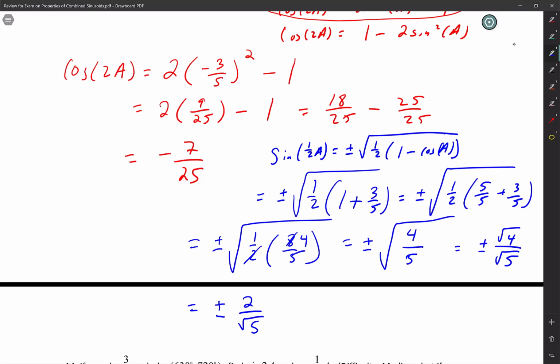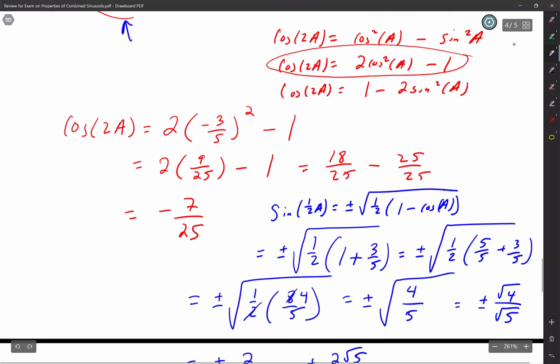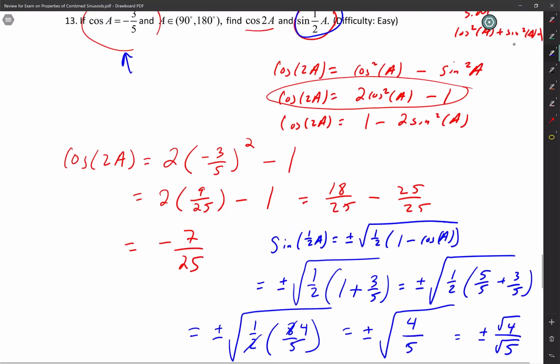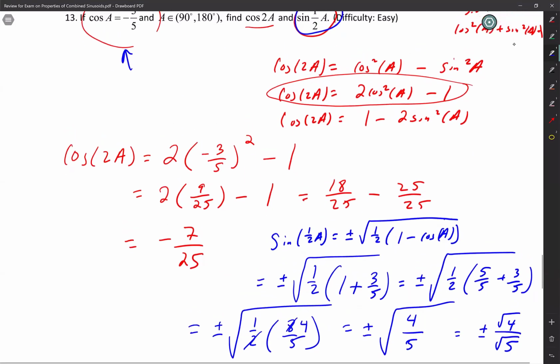If it's multiple choice, well, it is actually at the moment multiple choice, you might have to simplify that. So let's simplify it. Plus minus 2 square root of 5 over 5. So there it is. Now I got to choose whether it's positive or negative. So how do I choose whether it's positive or negative? I want half of A, not A.